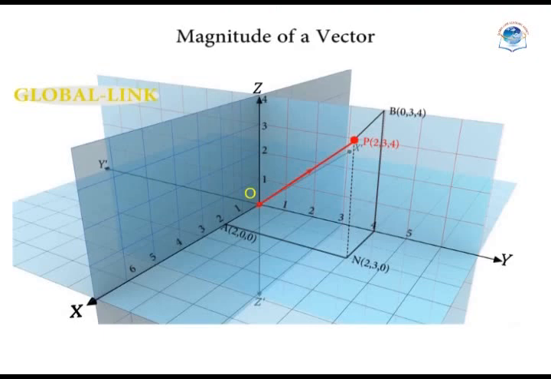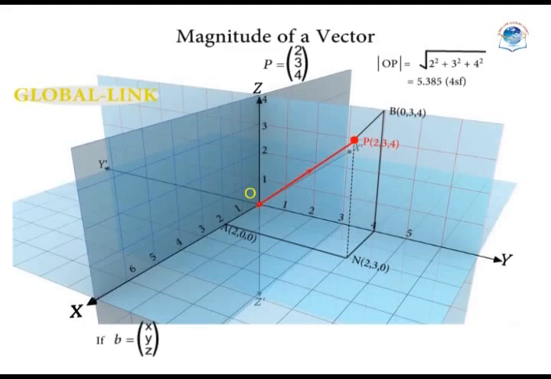In the same way, we can find the magnitude of a vector in a three-dimensional system. For example, the vector OP = (2, 3, 4) is represented as shown on your screen. The magnitude of OP is equal to the square root of 2 squared plus 3 squared plus 4 squared, and that gives us the square root of 29, which is equal to 5.385, correct to 4 significant figures. In general, the magnitude of a vector B = (x, y, z) is given by |B| = the square root of x squared plus y squared plus z squared.